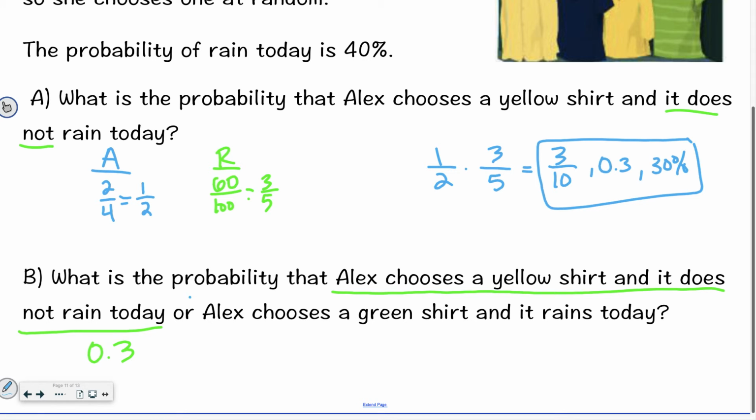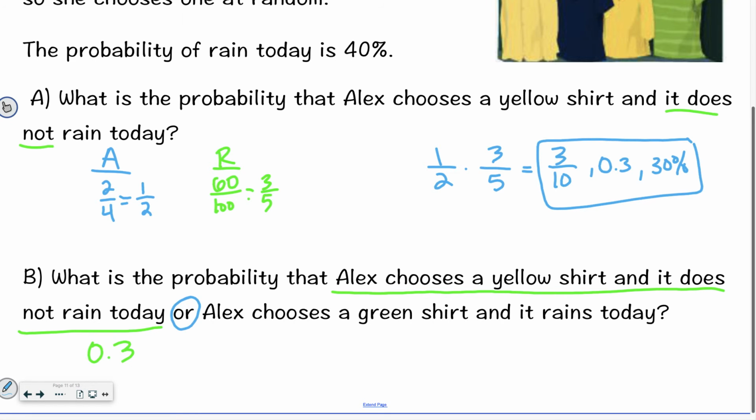Now, remember earlier in this video when I told you, if you see the word or, chances are you're dealing with some mutually exclusive stuff. Alex can't choose both a yellow shirt and a green shirt to wear because, one, there are no shirts that have both of those colors on them, and two, we're talking about separate shirts here, okay? So she is not going to wear two shirts. We're going to rule that out as well.